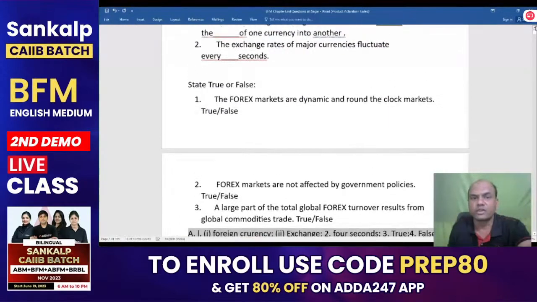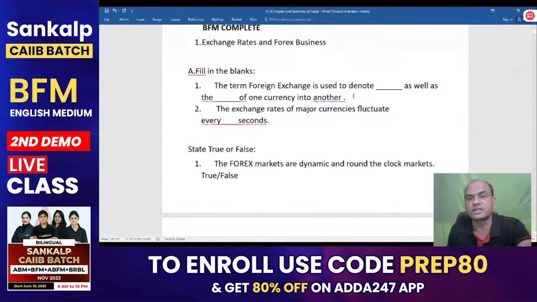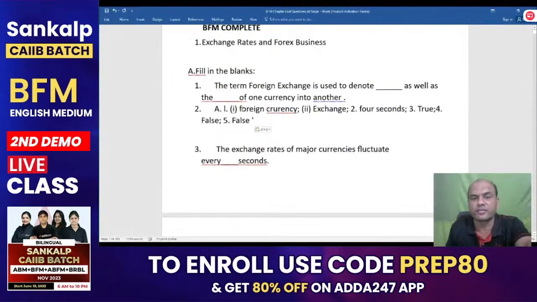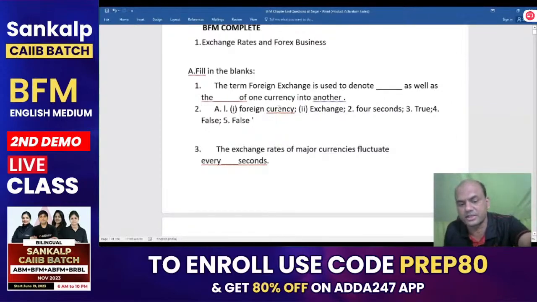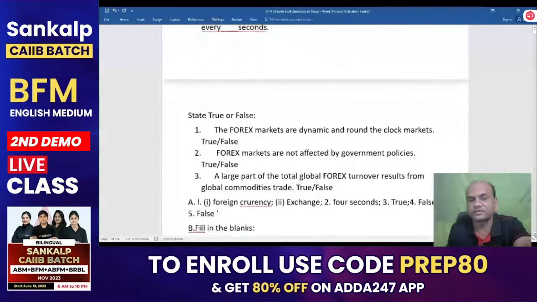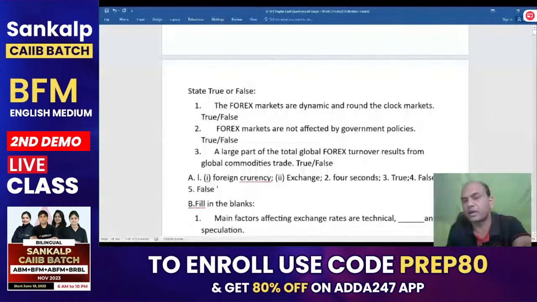So, what is the answer for the first one? The term foreign exchange is used to denote foreign currency, and second, exchange of one currency into another. That is the meaning of foreign exchange. Both of them are known as foreign exchange. The exchange rates of major currencies fluctuate every dash seconds. So they fluctuate every 4 seconds.